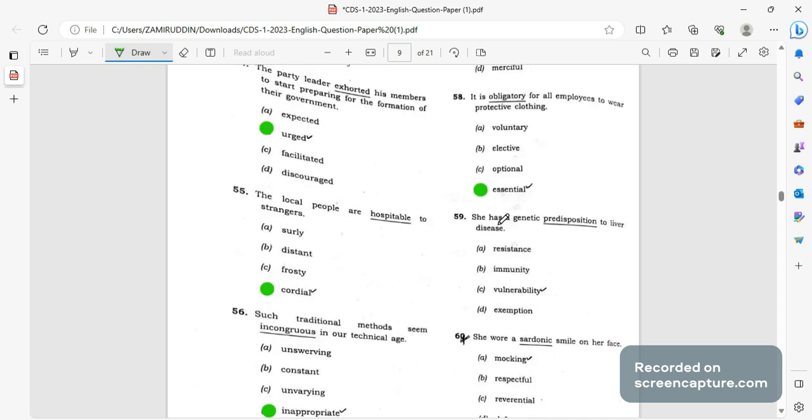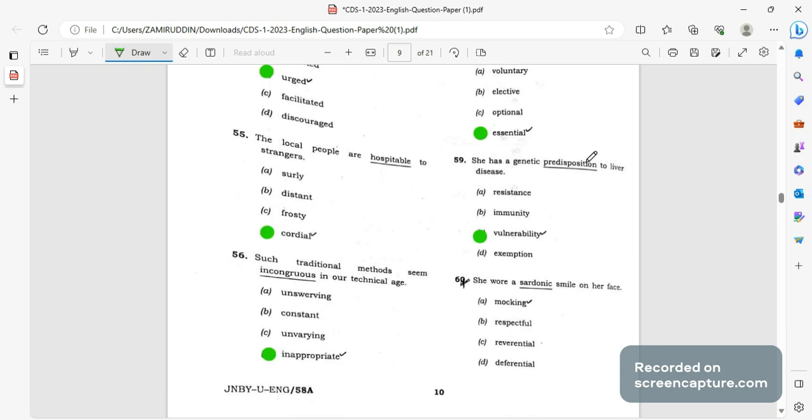Now, predisposition, it is vulnerability. She has a genetic predisposition to liver diseases. जेनेटिकली वो वल्नरेबल है टू द लिवर डिजीजेस. वल्नरेबल मतलब उसे कॉज, शी इज सफरिंग फ्रॉम दिस डिजीज. वल्नरेबल टू vulnerability, she has a genetic vulnerability to liver diseases.